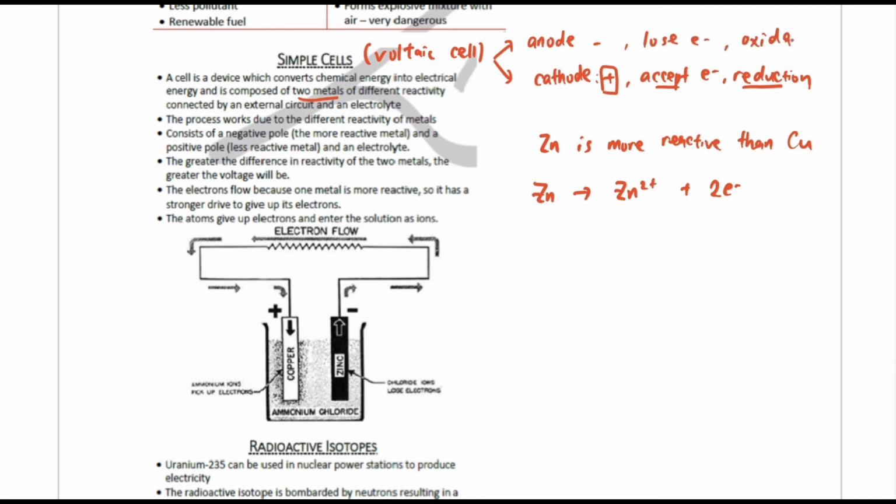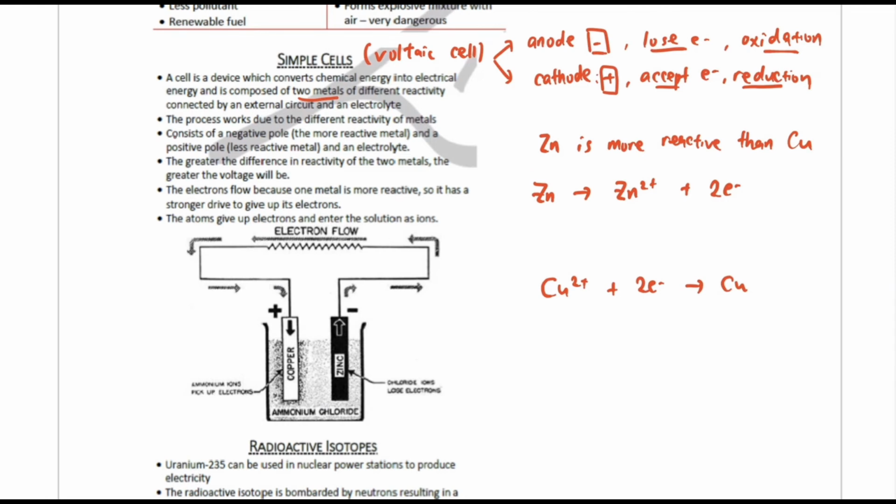Oxidation. Compared to the electrolytic cell, this is different, but these two are the same. So you need to know that. The process works due to the different reactivity of metals. The more reactive metal will donate electrons. The less reactive metal will take electrons, for example, Cu2+ takes electrons and becomes Cu.